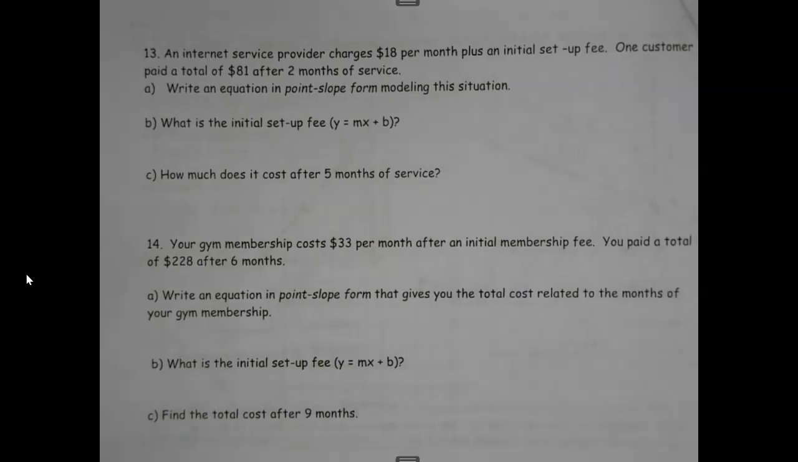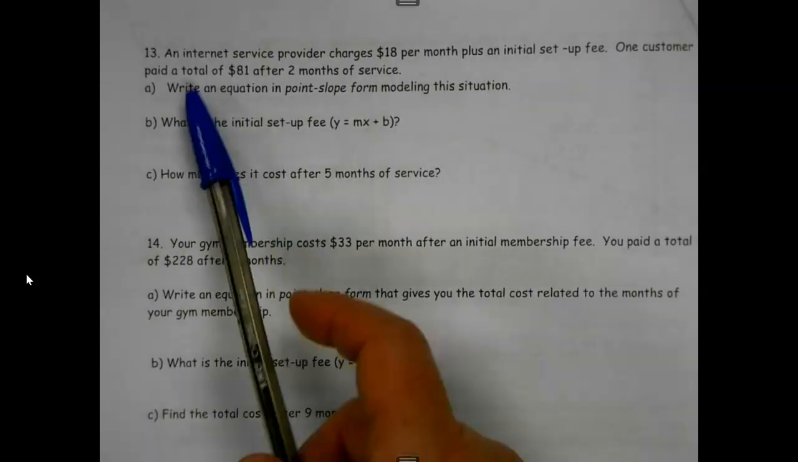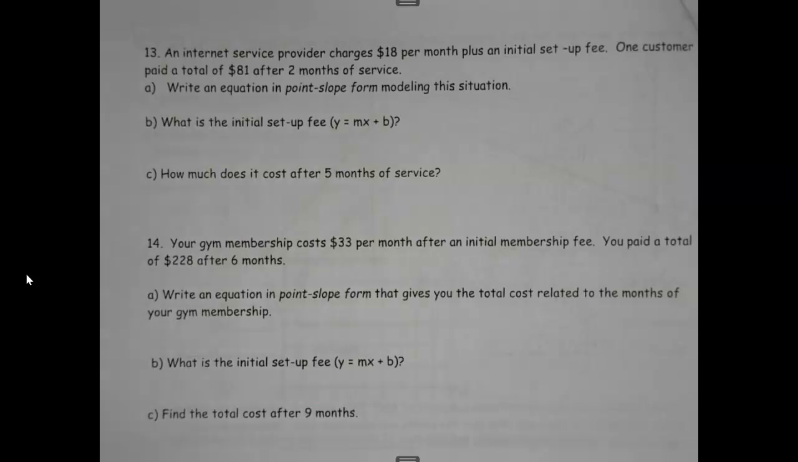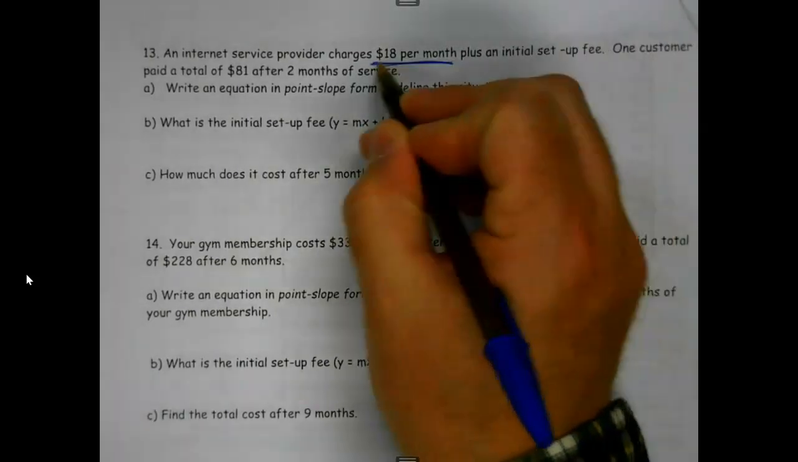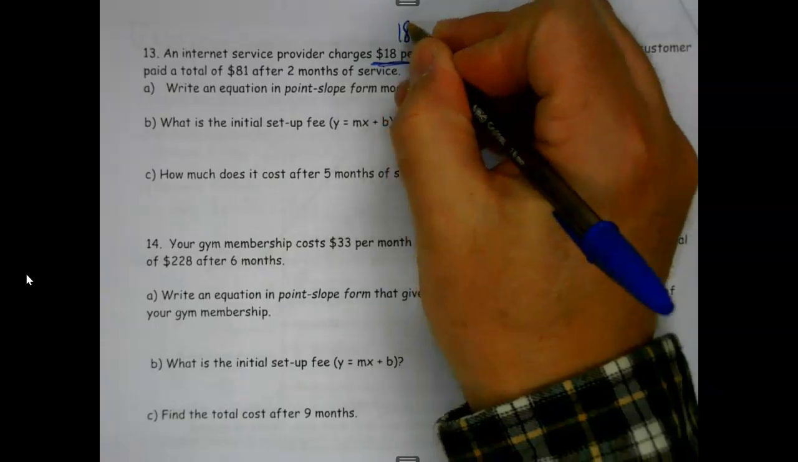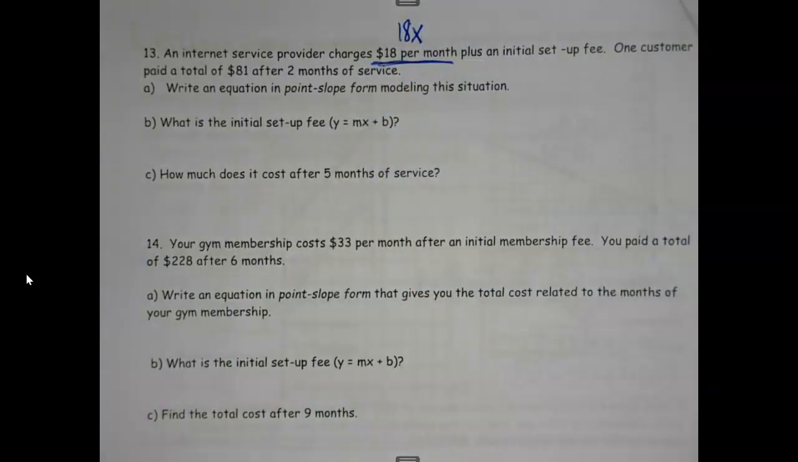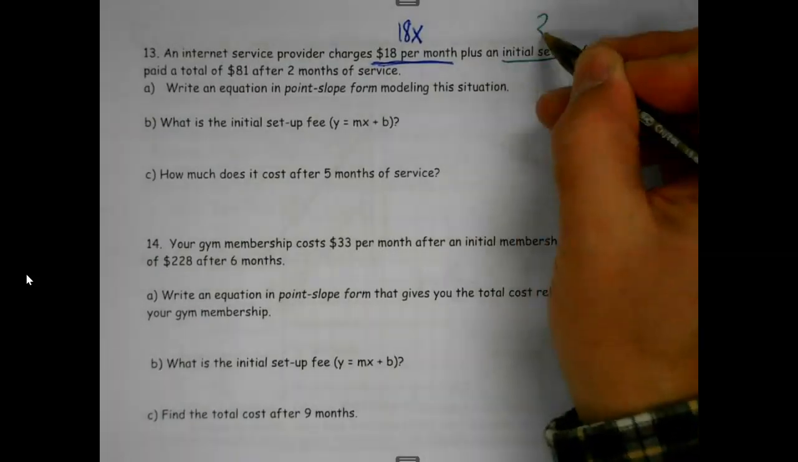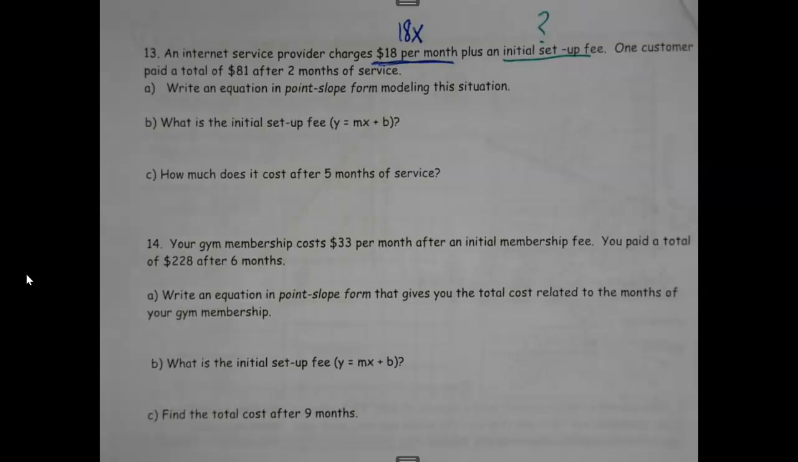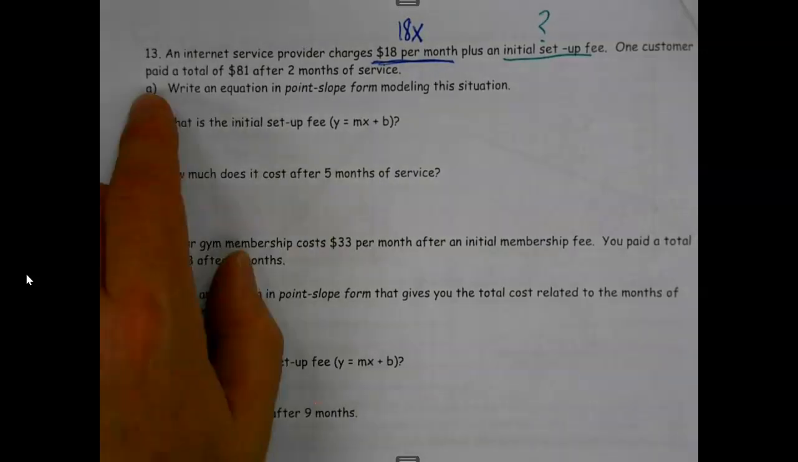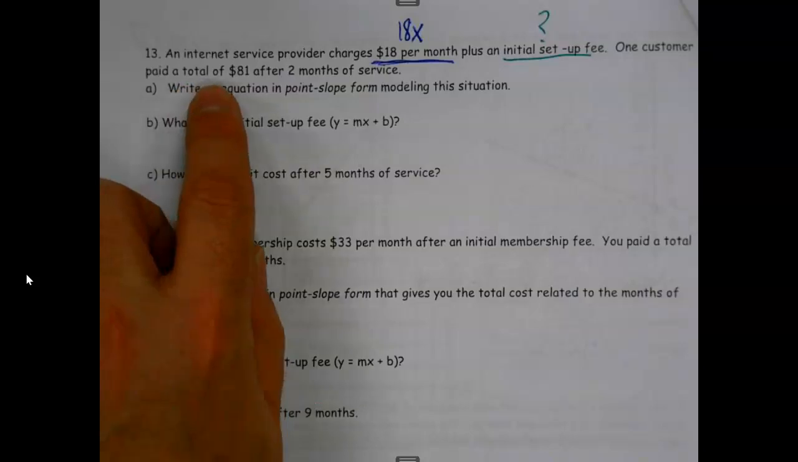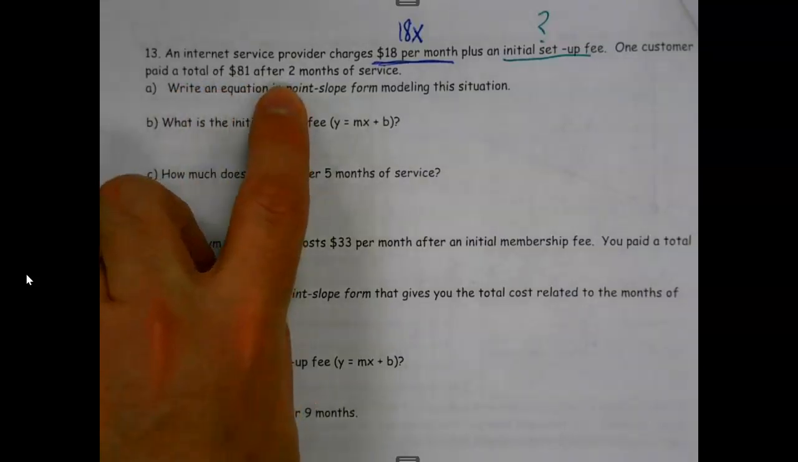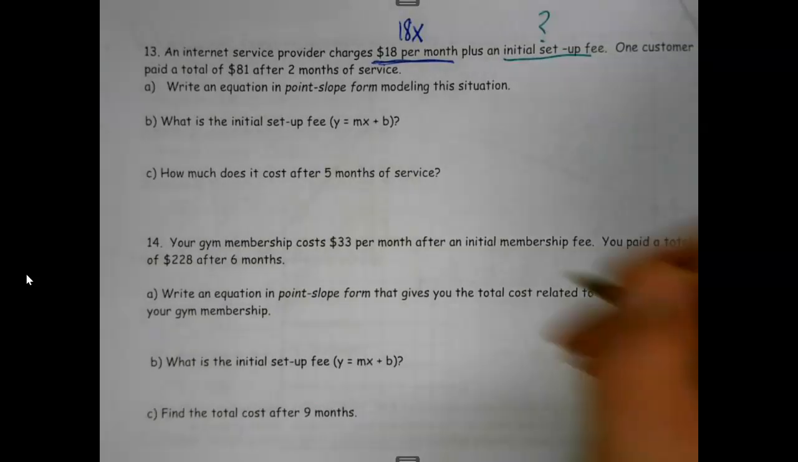All right, an internet provider charges $18 per month plus an initial setup fee. There's that per month thing again. So we've got 18x. Plus an initial setup fee. Well, we don't know what that is this time. Normally that's our plain number. We're going to have to figure something out here. One customer paid a total of $81 after 2 months of service. Okay, so we know a couple things.